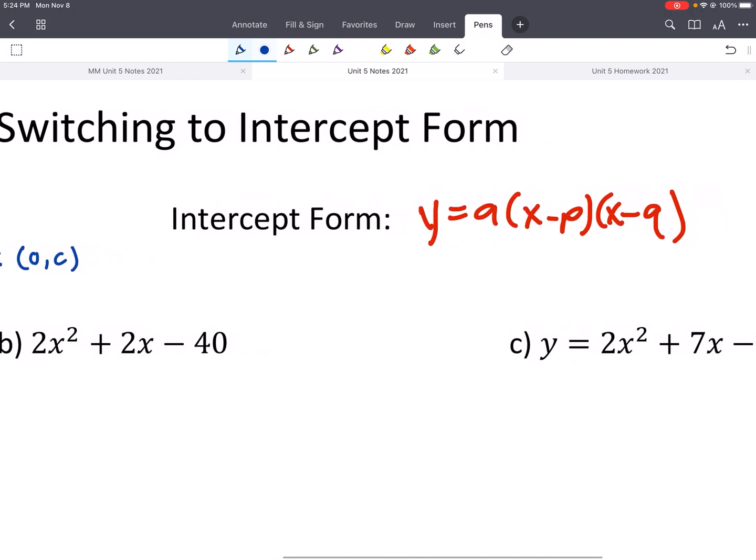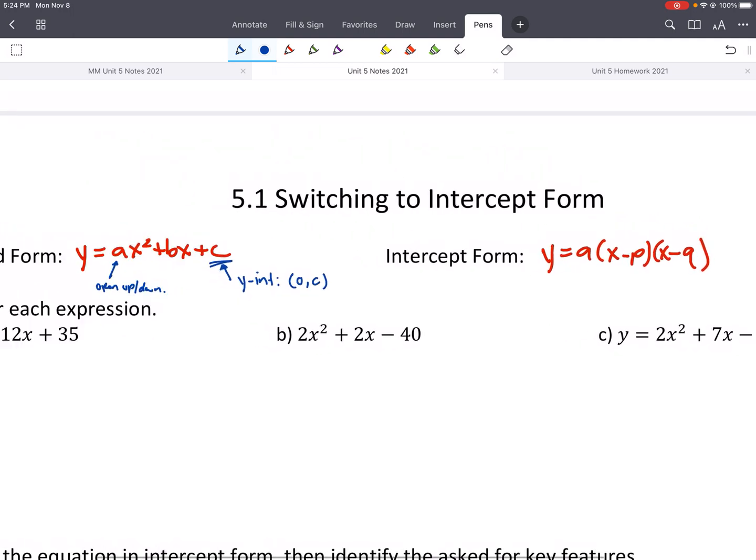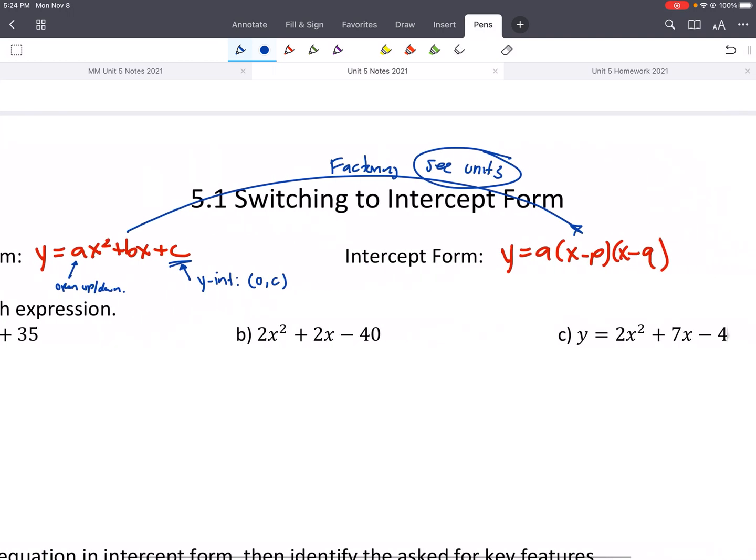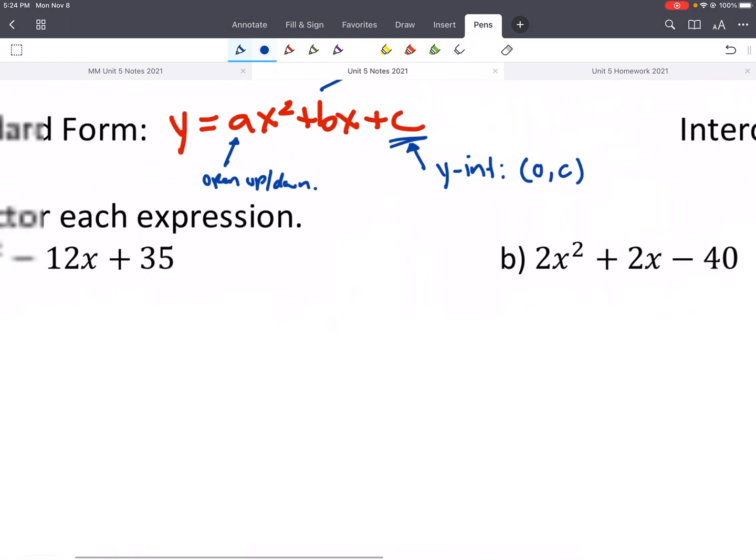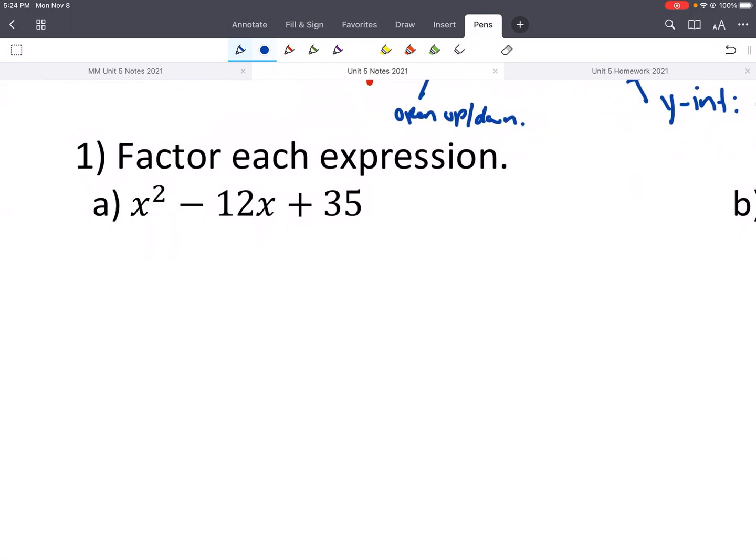But we want to switch it into intercept form so that we can graph easier and solve easier. So if you look at the two forms, how do we go from here to here? Well, this is what we call factoring. We spent a whole unit, unit 3, learning how to take something in standard form and write it in intercept form. We just didn't know that's what we were talking about.